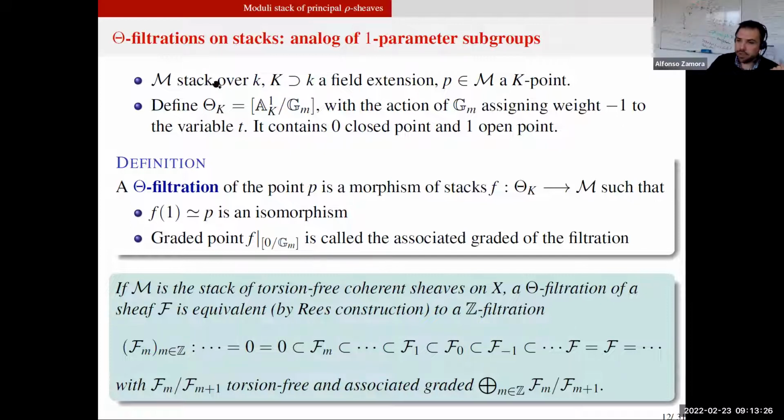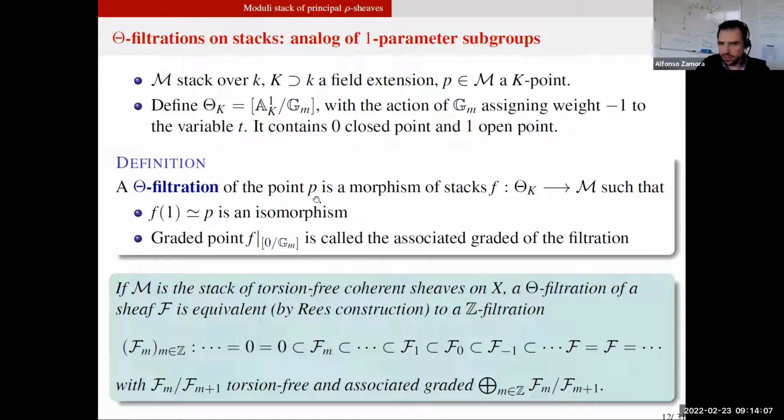If you remember one-parameter subgroups in a GIT construction, a one-parameter subgroup is measuring, through the Hilbert-Mumford criterion, whether a point is GIT stable or unstable. So we will play the same game in the stack. Let M be a stack over K, where K is a field, let L be a field extension of K, and let P be an L-point. Theta_K is this test stack, the affine line over K modulo the multiplicative group, where the action of the multiplicative group assigns weight -1 to the variable t. This has a closed point, which is 0, and an open point, which is 1.